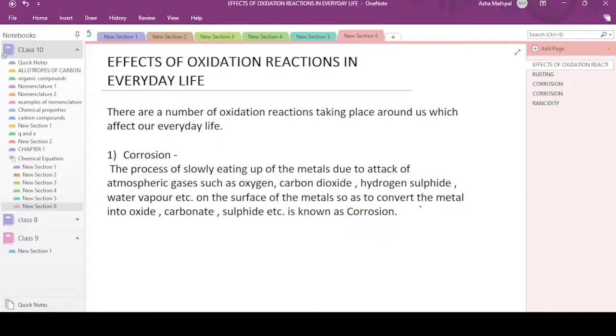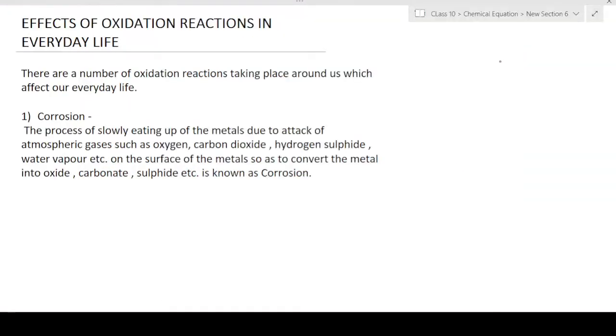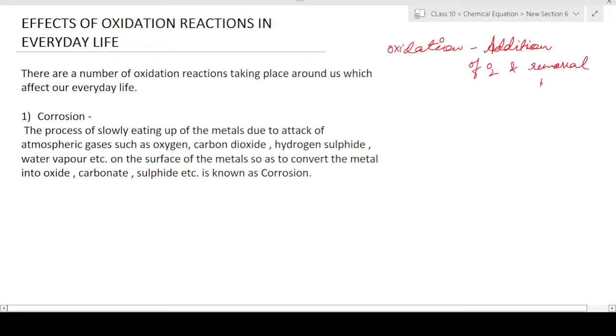Now, in the previous session, we have already understood what oxidation is. Oxidation is simply a reaction where we see that there is addition of oxygen and removal of hydrogen. Right. Now in our everyday life we see oxidation reactions around us, and from that, the two main reactions we are going to discuss today.